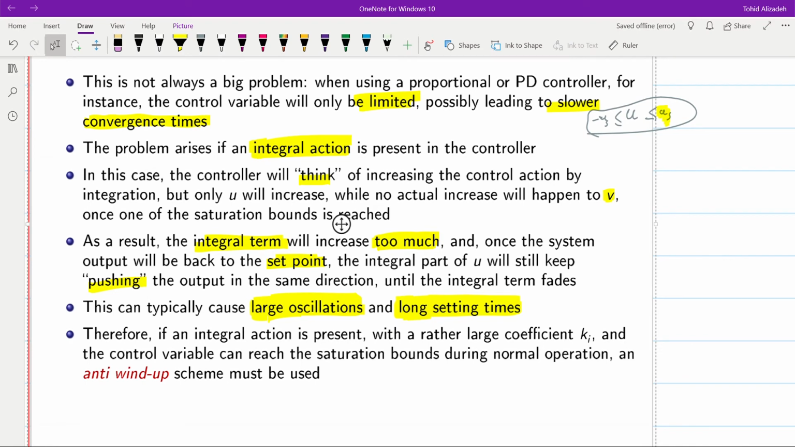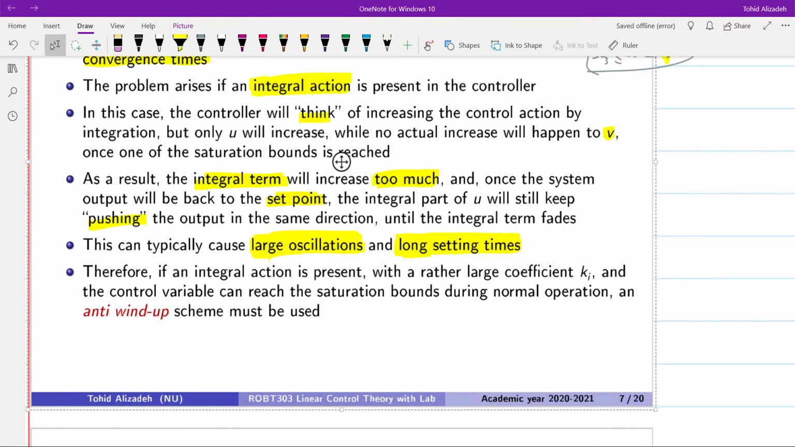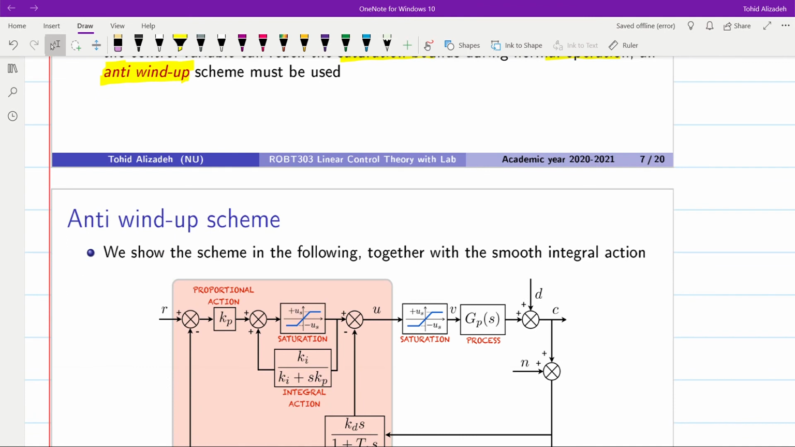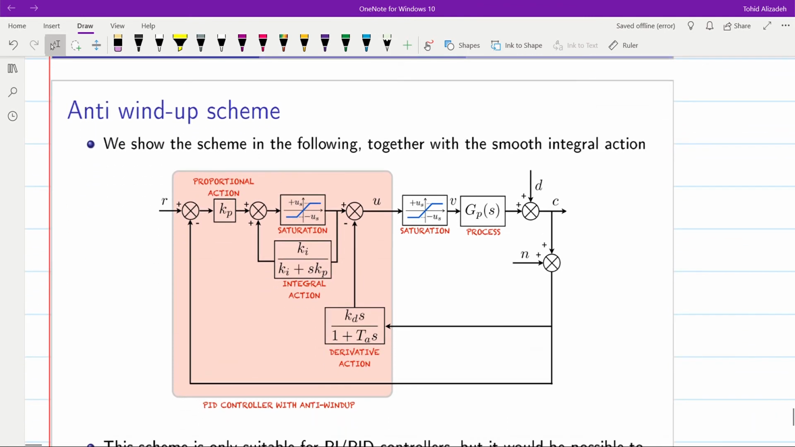So these are what we get when we use the practical PID controller and we have the saturation in the practical case. Now if an integral action is present with a rather large coefficient Ki and the control variable can reach the saturation bounds during normal operation, we would need to use an anti-windup scheme. And we will see in the next slide what the anti-windup scheme is and how it works.